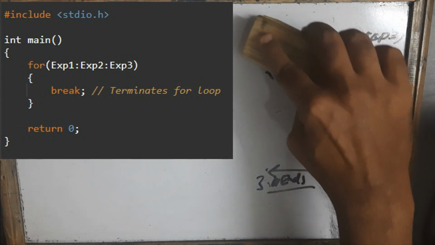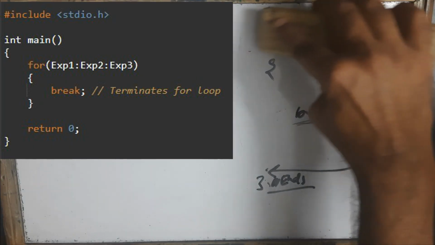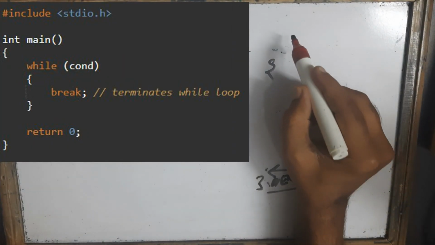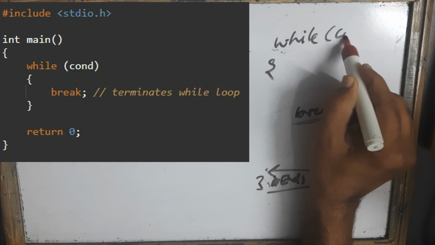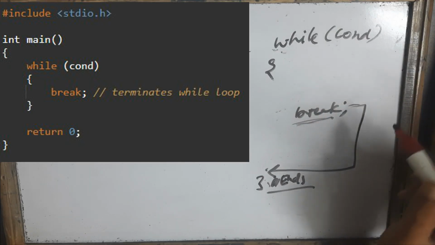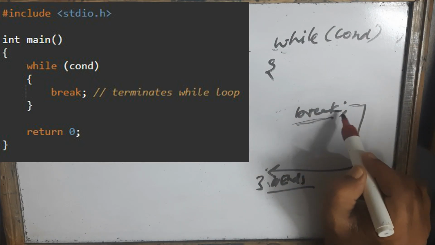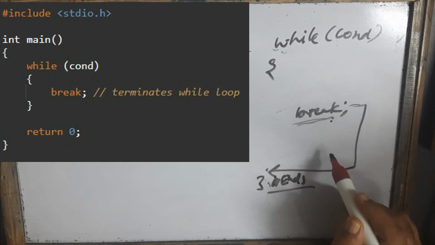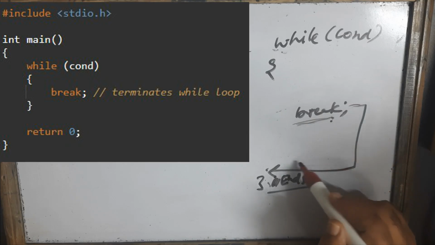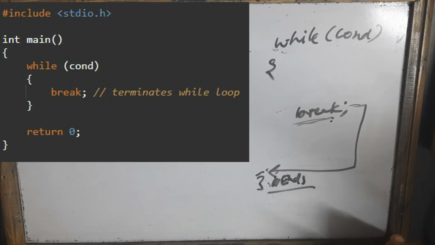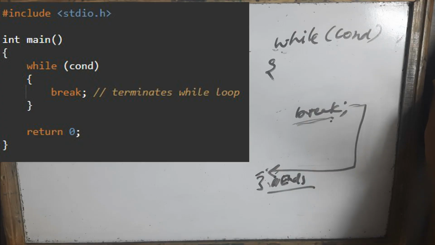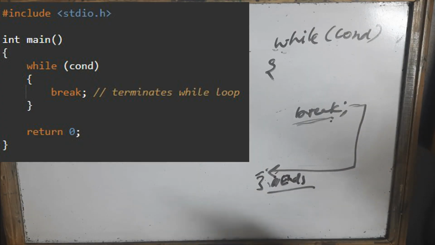Okay. And now for the while loop, this is the condition. Whenever in the while loop it comes across a break, here also it takes the controller directly out of the while loop, and it ends the while loop here. The break always takes you out of the loop in all the cases.